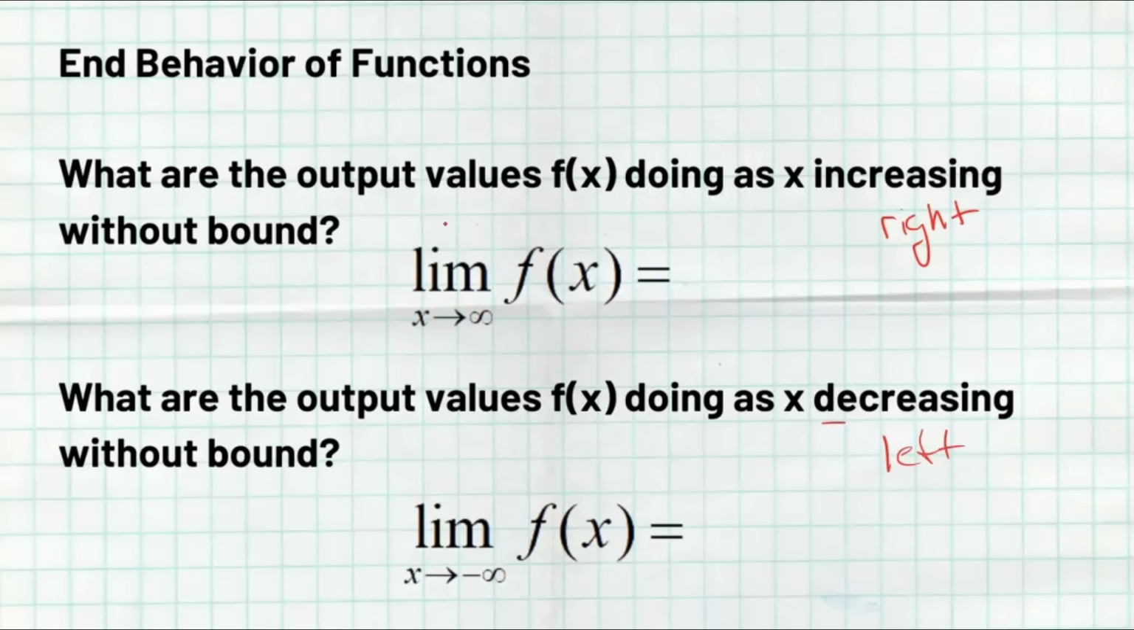Now the way we notate that is with the limit. So we say the limit as x increases without bound towards infinity of our function. So we're looking at that right end, and what's happening? Is it going up forever towards infinity, down forever towards negative infinity, or maybe it's approaching a specific value based on a horizontal asymptote? And the same thing with the end behavior as x decreases without bound. So it's really important that you understand how to notate this, because that's what's going to be asked of you on the AP exam.